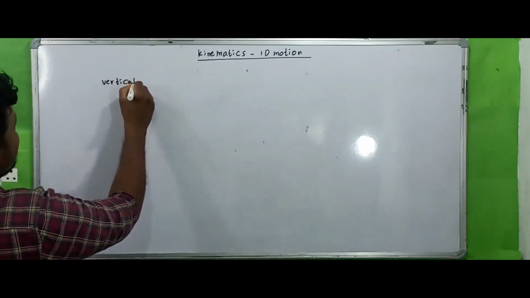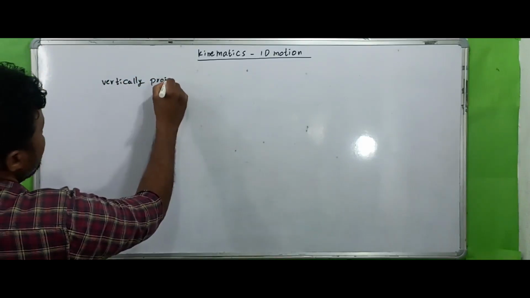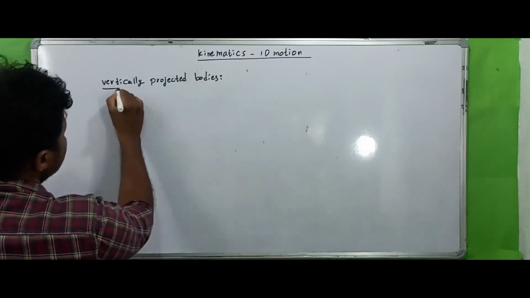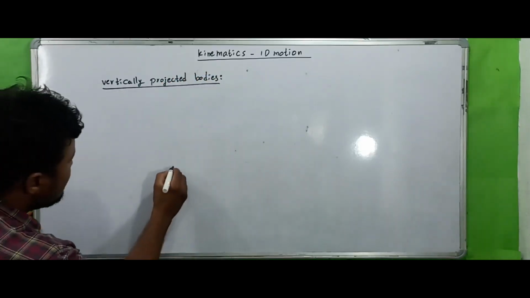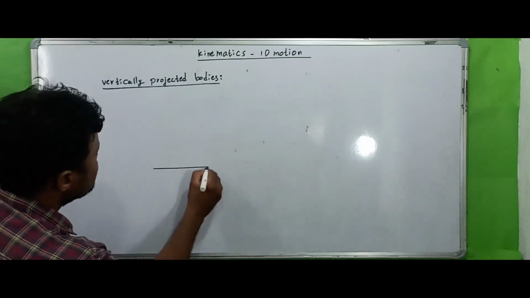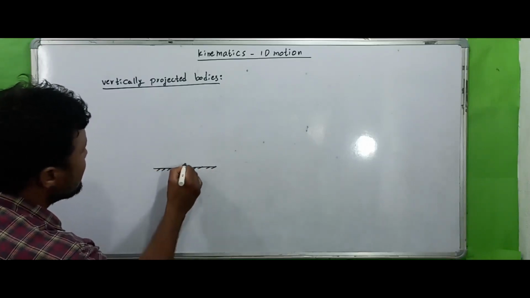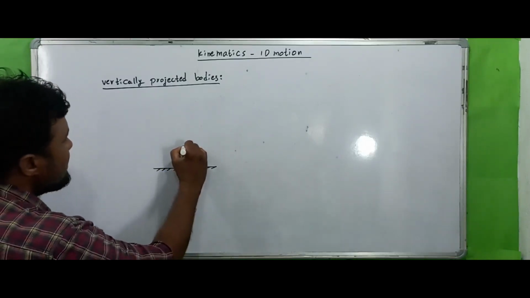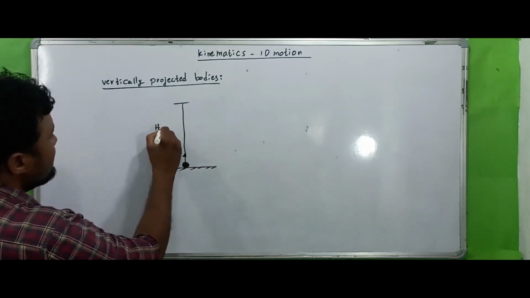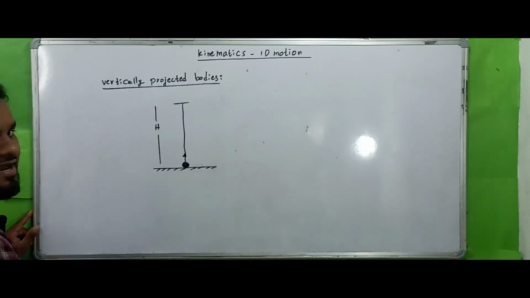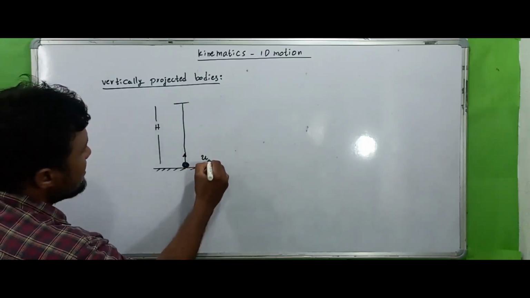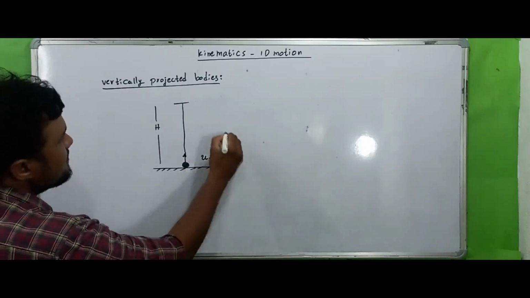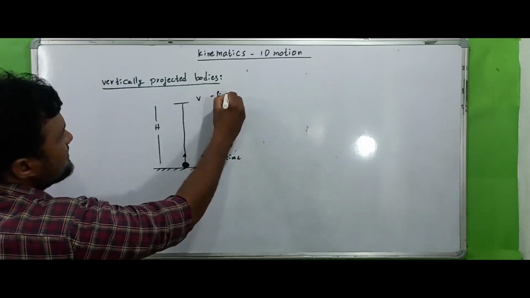Firstly, vertically projected bodies. Let us imagine the situation. A body is projected vertically upward from the ground surface. Then the body reaches a height h. The initial velocity of the body is taken as u. u is the initial velocity and v is the final velocity.